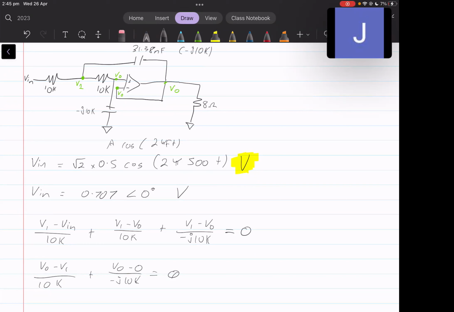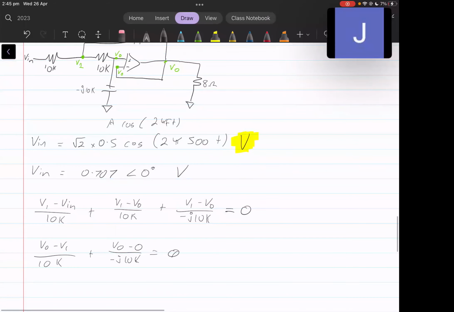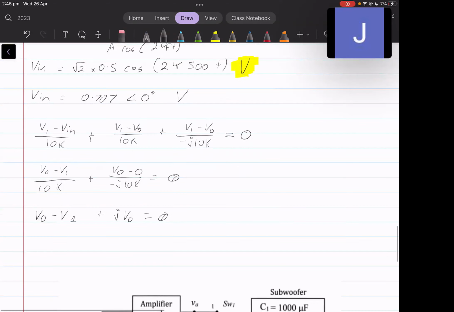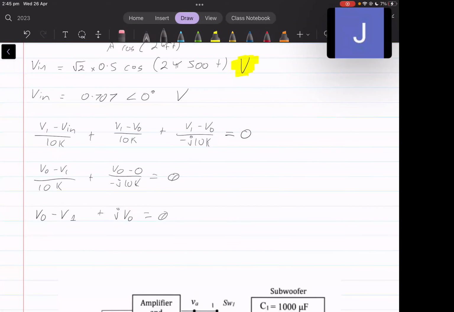So then we can relate V0 and V1 here. We'll just multiply everything by 10K to get V0 minus V1 plus J V0. And then we can say V1.